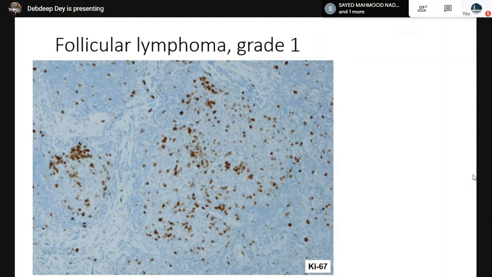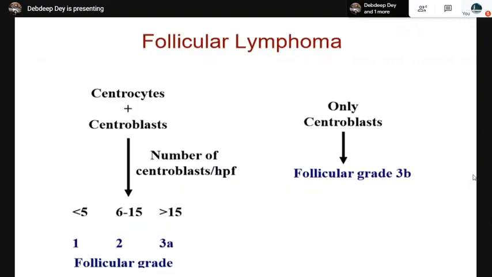Now, how do we classify follicular lymphoma into different grades? We have to look at the centrocytes and centroblasts. The number of centroblasts per high power field is the key to grading of follicular lymphoma. If it is less than 5, it is follicular grade 1. If it is 6 to 15, it is follicular grade 2. If it is more than 15, it is follicular grade 3A. And if an area is composed only of centroblasts, it is follicular grade 3B.